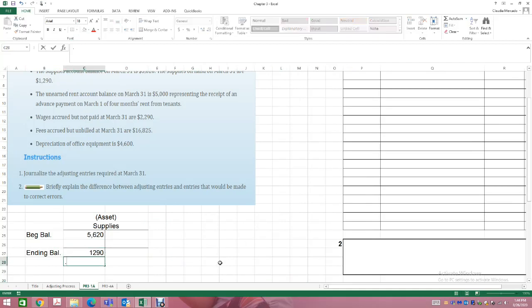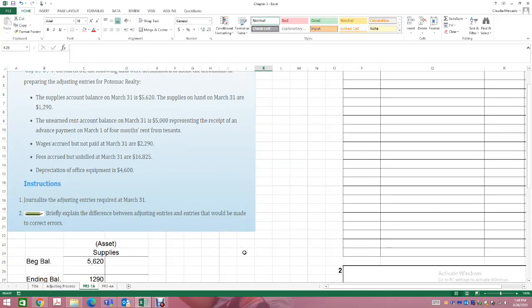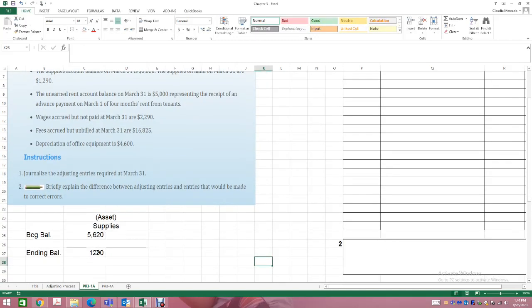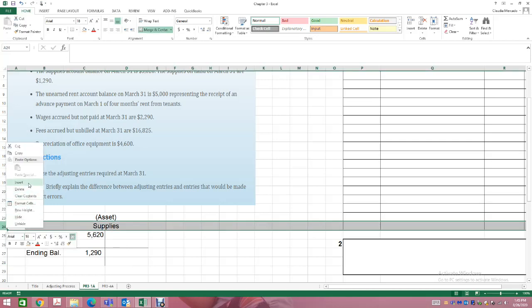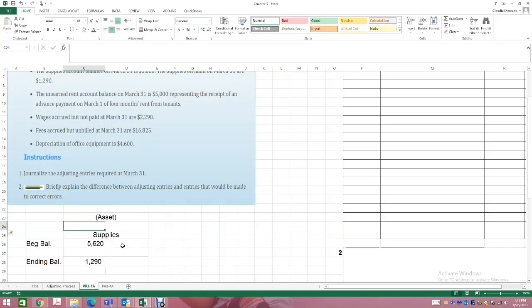Okay, so we went from having 5,620 in supplies to having 1,290. So if we went from 5620 to 1290, what needed to have happened to this account right here? Would you debit it or would you credit it? Now this is an asset account. If the balance increases, you debit. If the balance decreases, you credit.